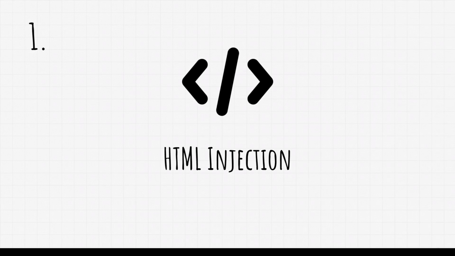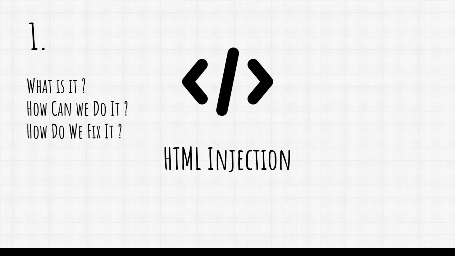For all the bugs that we will cover in this course, we will be asking 3 main questions. What is it? How can we do it? And how do we fix it? These are important questions for us, especially how we can discover a certain bug. Now, luckily HTML injection is not one of those critical vulnerabilities, however it is considered a bug.